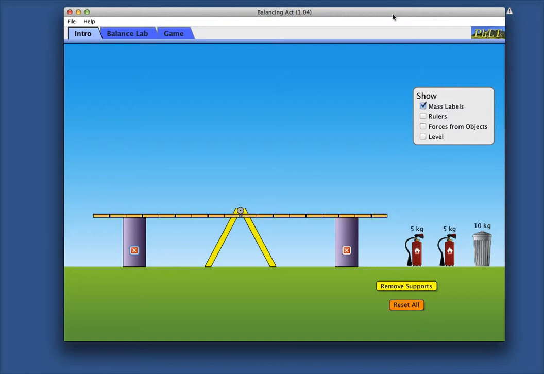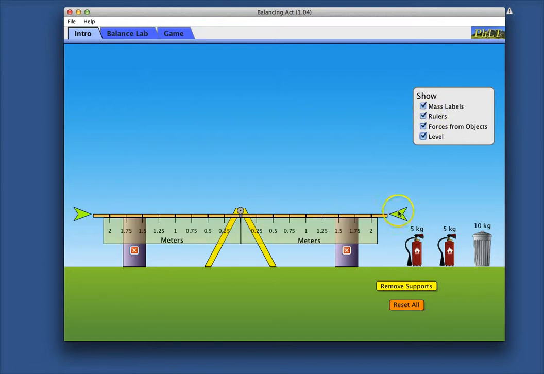Let me again, as usual, describe. This is the display control, and we are going to set all these to on. This is the level indicator. That's the ruler which tells us how far to the left or right of this fulcrum we place the masses. These are the supports. If you take these supports away, then we'll see what happens, whether we can maintain balance or not.